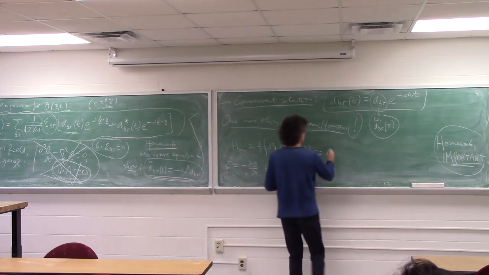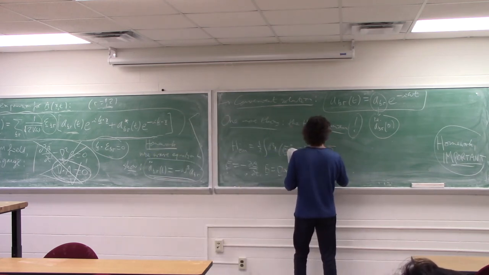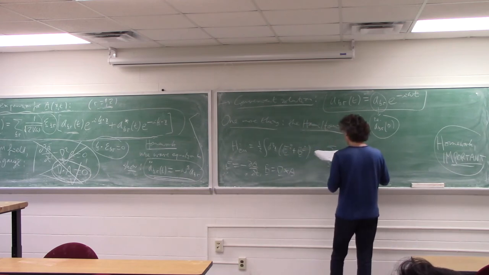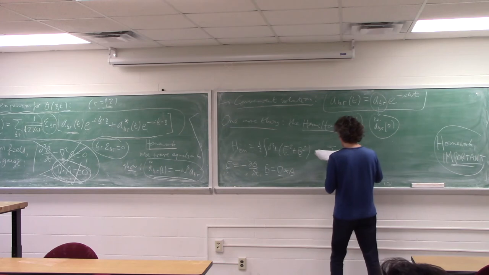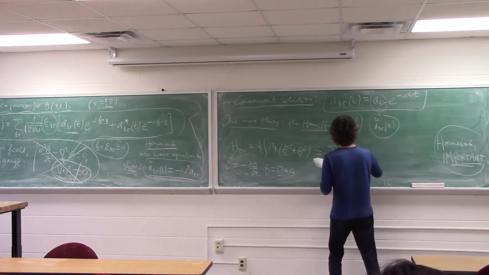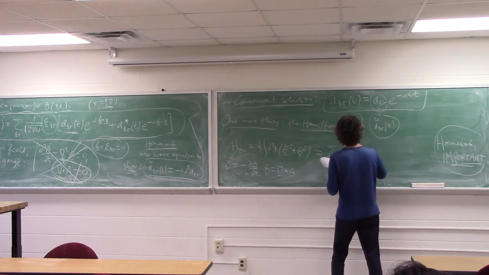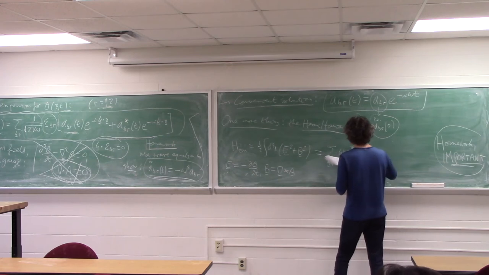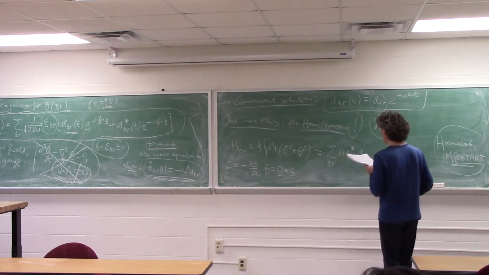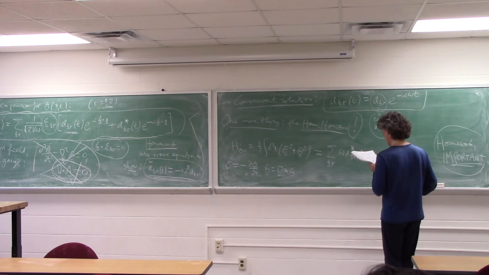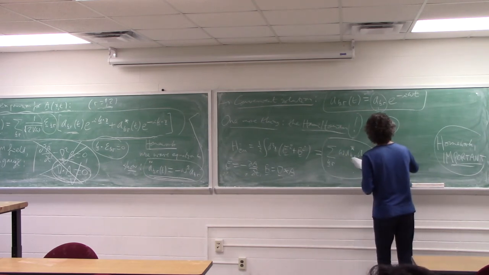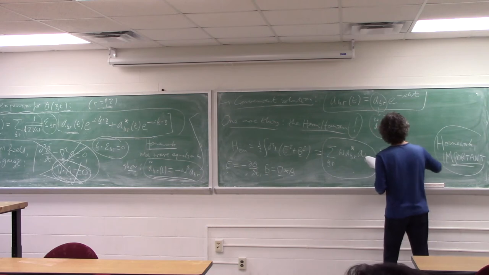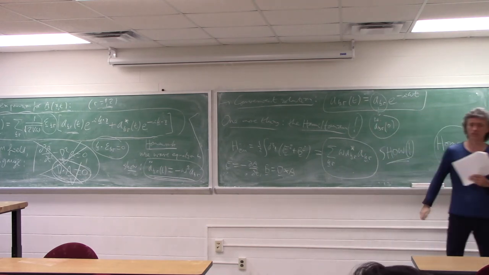And you need to show that this comes out to be the following sum: ω a_kr star a_kr. Show this. This is your homework problem to show.